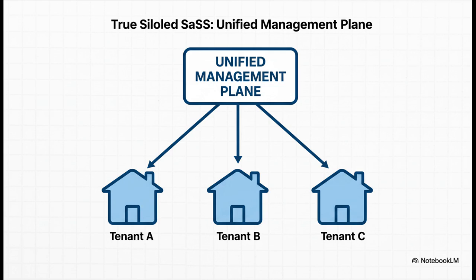Now, here's the really interesting part. This is the one thing that makes a silo SaaS model different from just a managed service you run for someone. To be true SaaS, even when all the tenants have their own separate infrastructure, they all have to be managed, updated, and operated together from one single unified control center. Every tenant runs the same version of the software, and they all get updates at the same time.